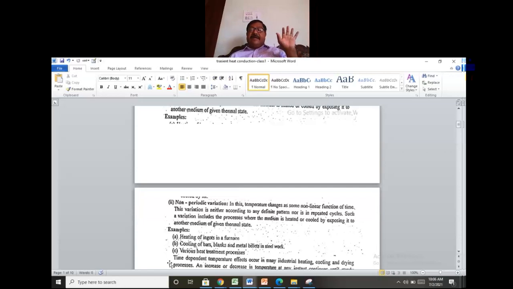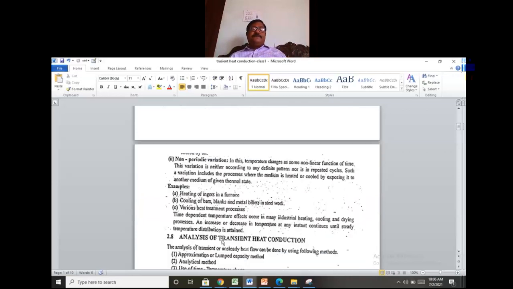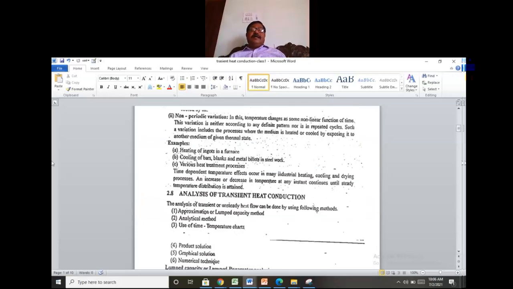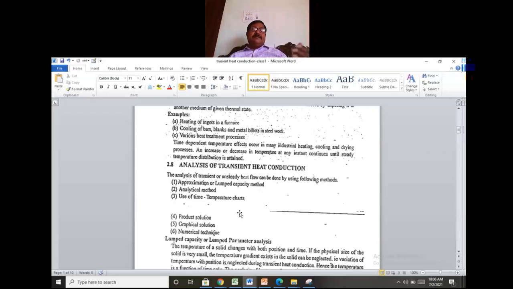In the given element. Let us analyze the transient heat conduction. The analysis of transient or unsteady state heat flow can be done by using the following methods. Some of the methods he is mentioning here.